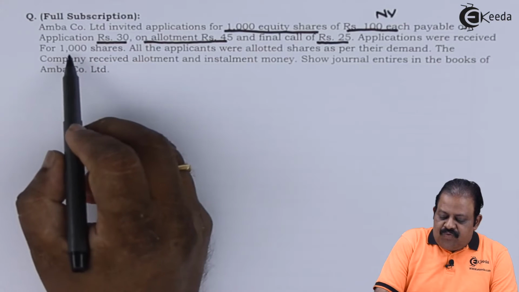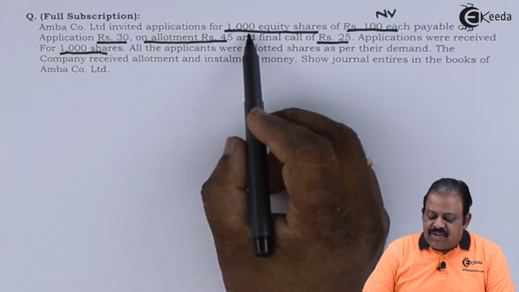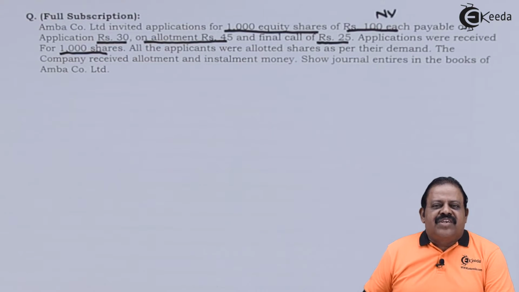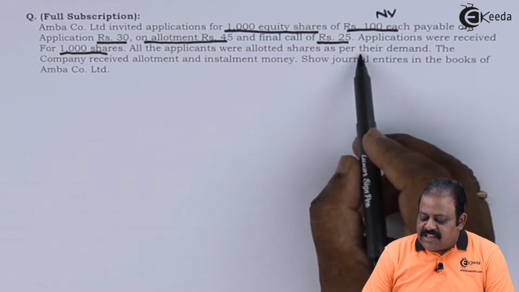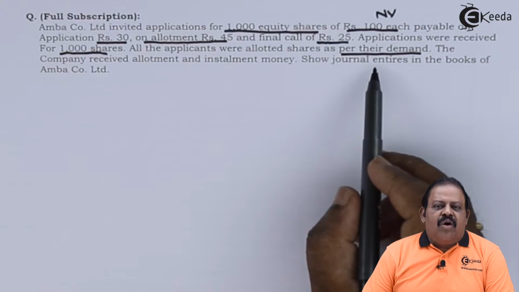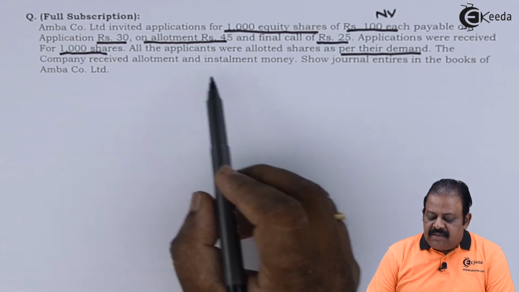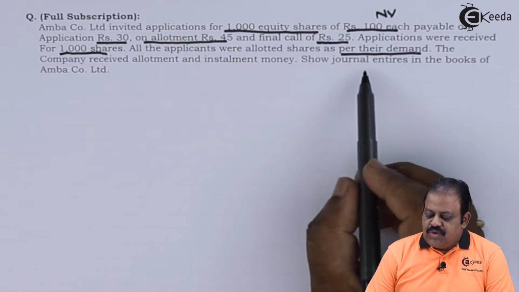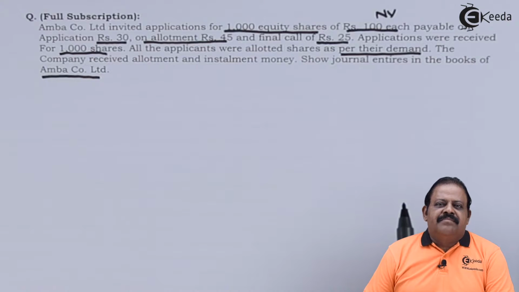Applications were received for 1000 shares. The company has planned to sell 1000 shares. It has got applications for 1000 shares. This is called the situation of full subscription. All the applicants were allotted shares as per their demand. 1000 shares issued, 1000 shares applied. So every applicant got the shares which he applied for. The company received allotment and installment money. Show journal entries in the books of Amba Company Limited.